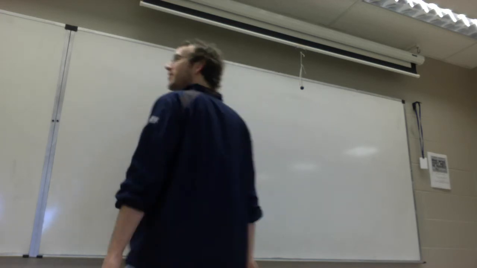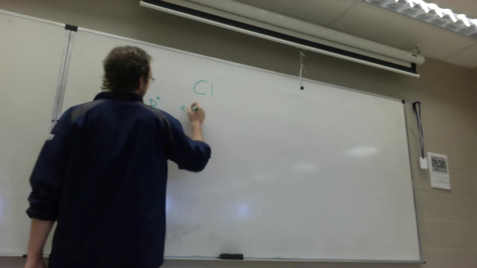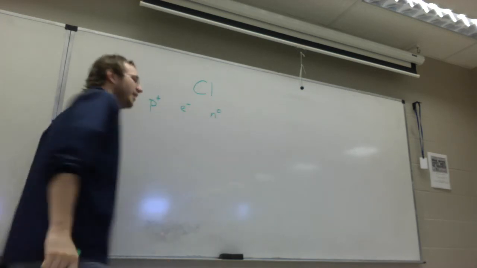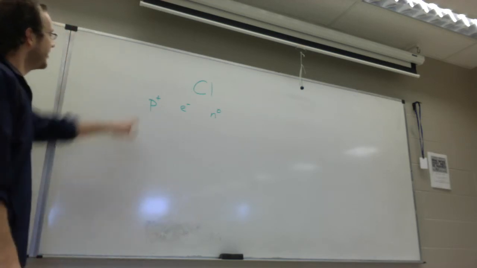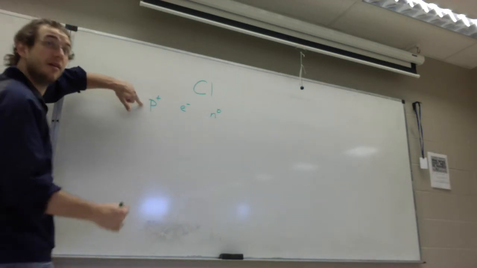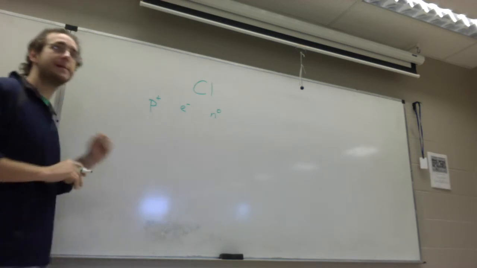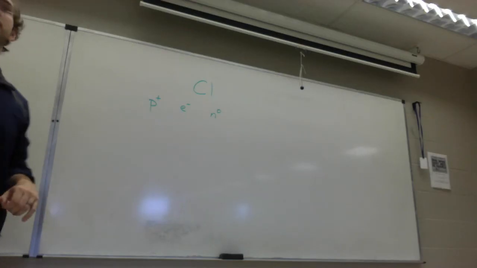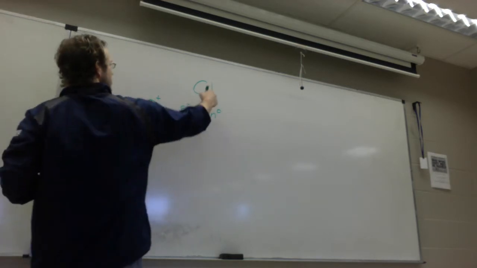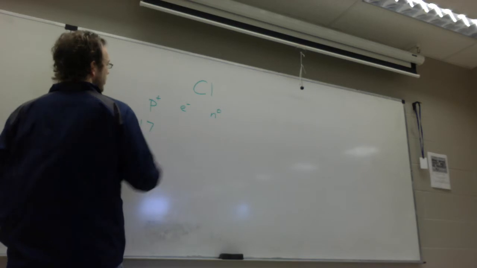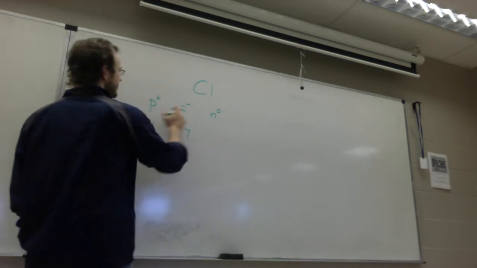I would start with protons, guys. Protons for chlorine. 17 protons. All right. If this is a neutral atom of chlorine and we've got 17 protons, how many electrons? Have to balance out those charges. For every positive, we need to have a negative.